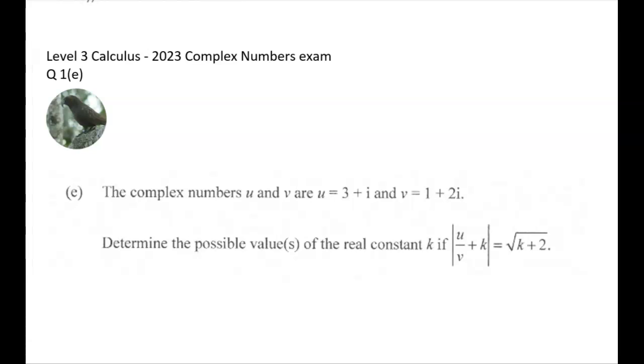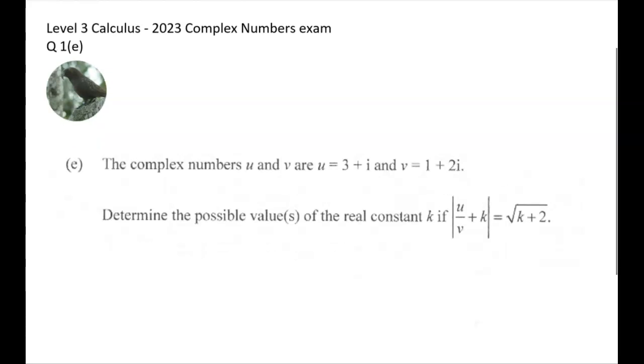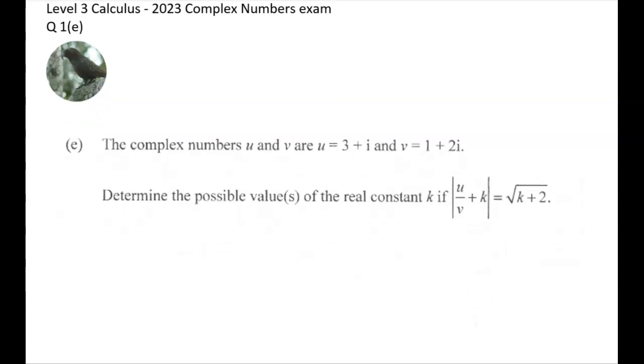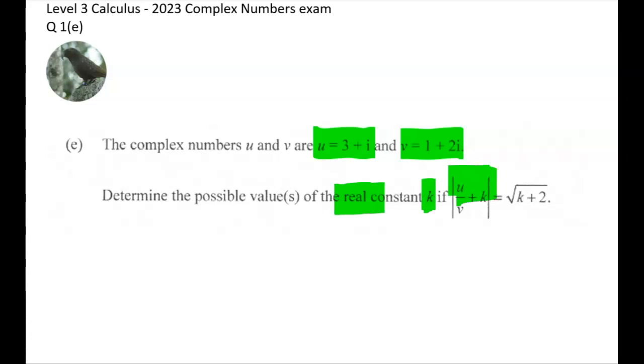So I thought this question was probably the easiest of what I think the 3 excellence questions were in the paper. This is one where we're given 2 complex numbers, u and v. u is 3 plus i and v is 1 plus 2i. And we have to figure out what the possible value or values of the real constant k are if the magnitude of u over v plus that constant is equal to the square root of k plus 2.